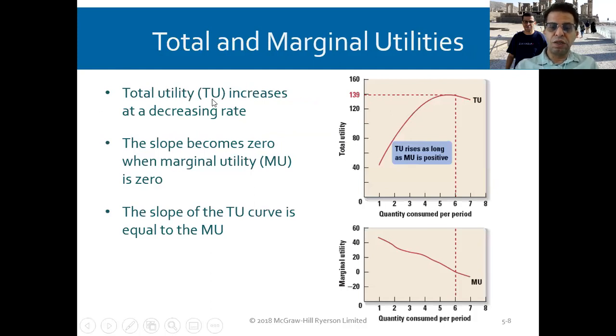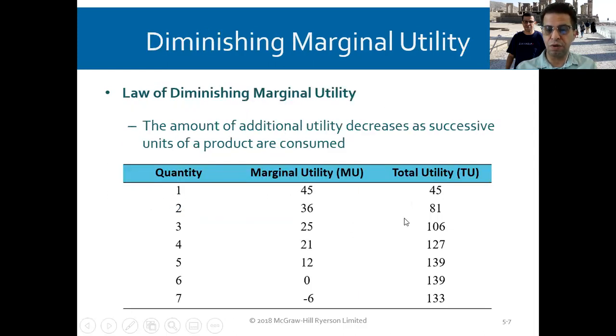So the total utility, or TU, increases at a decreasing rate. This is the total utility. As you see, it keeps increasing at a decreasing rate. This is the rate. This is the increasing. But at decreasing, it does not become negative. That's a different thing.